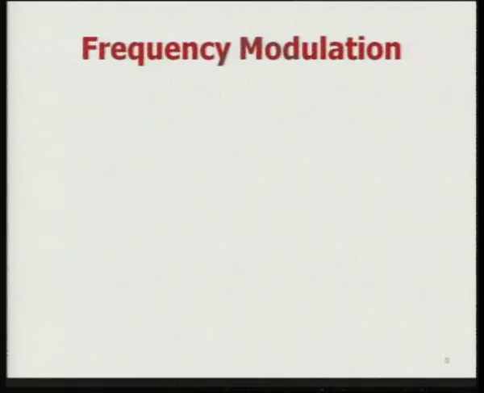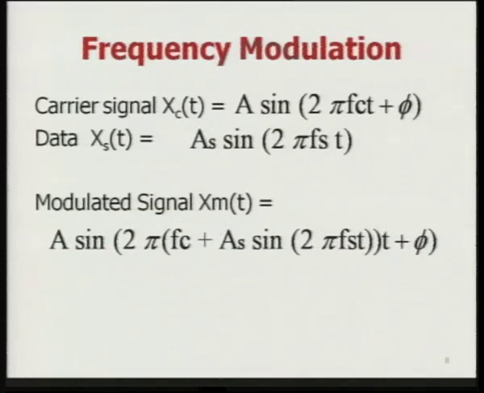Next, we will look at frequency modulation. In frequency modulation, again we will take the same example of having a carrier signal xc of t which is A sin 2 pi fct plus phi and data signal xs of t which is As sin 2 pi fst. Here this frequency fc is going to be modified in accordance with the data xs of t, that is you will have your modulated signal xm of t where A sin 2 pi fc plus As sin 2 pi fs of t, t plus phi. That is, what we have done is this fc of t is being changed in accordance with As sin 2 pi fs of t. So, this would be the modulated signal.